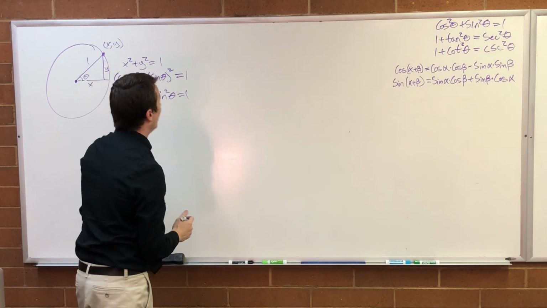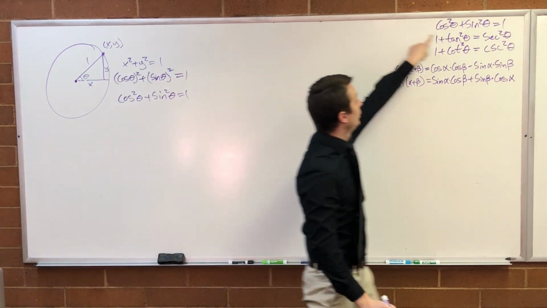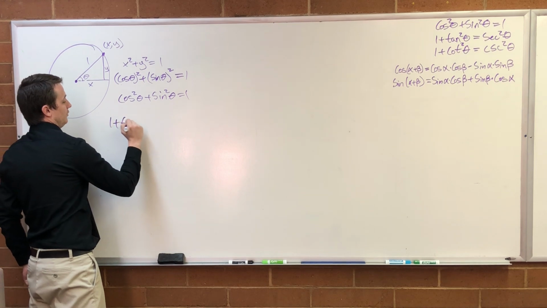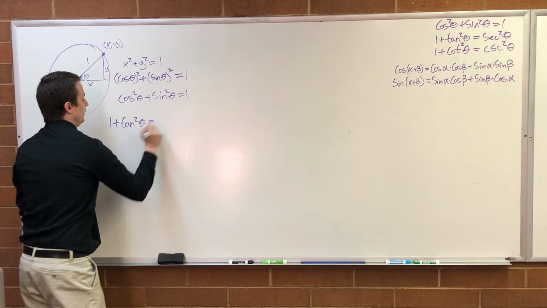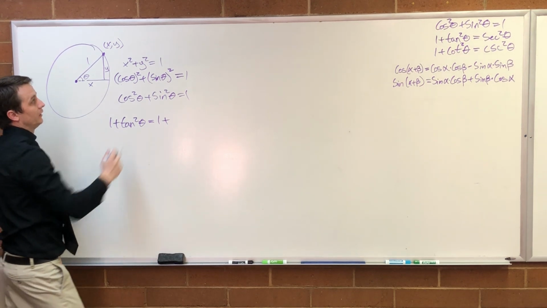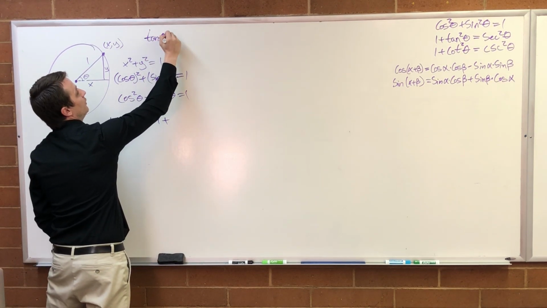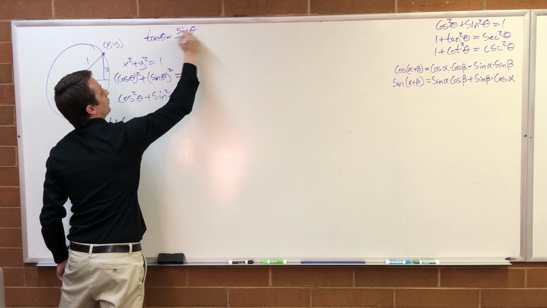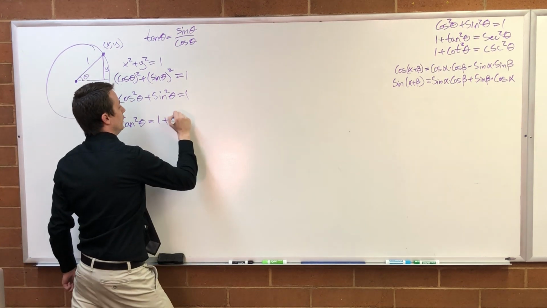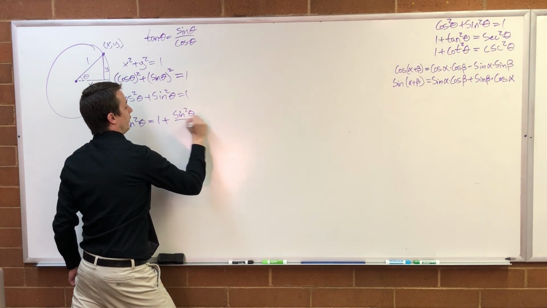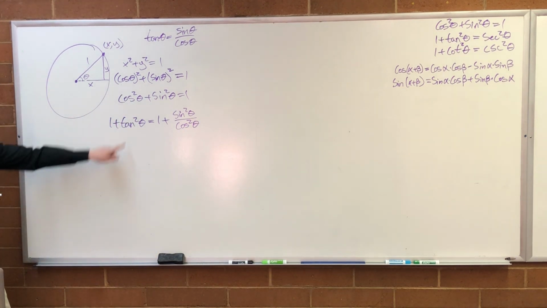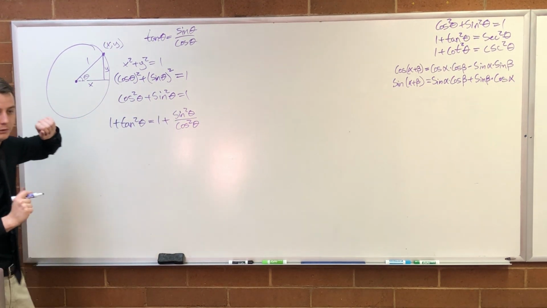Let's start with the next one. Okay, so I'm trying to prove that 1 plus tangent squared is equal to secant squared. And we're just going to write out exactly what this is. 1 plus tangent squared of theta is equal to 1 plus tangent squared of theta. Do you remember how I define tangent of theta? I define it as sine of theta over cosine of theta. So I'm just going to make that substitution. So this is sine squared of theta over cosine squared of theta. Notice that was squared, so I need a squared numerator and denominator.